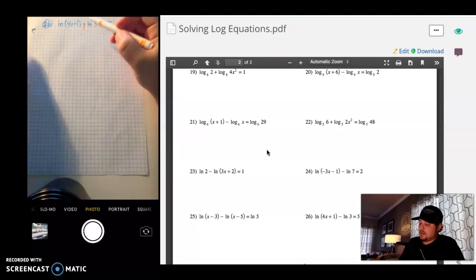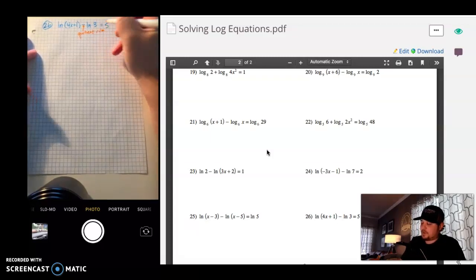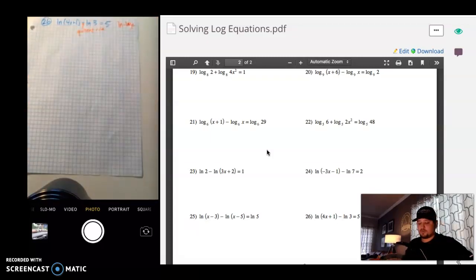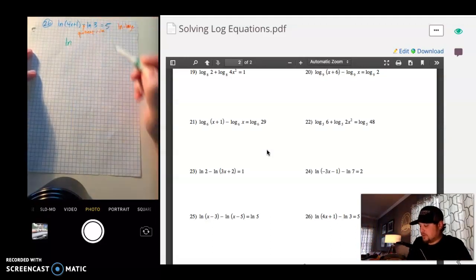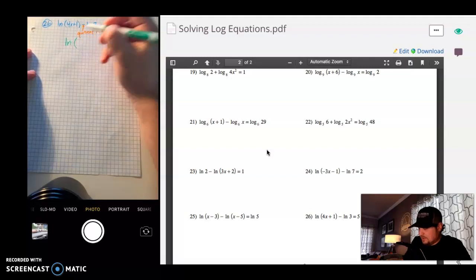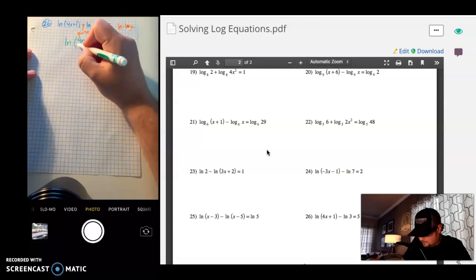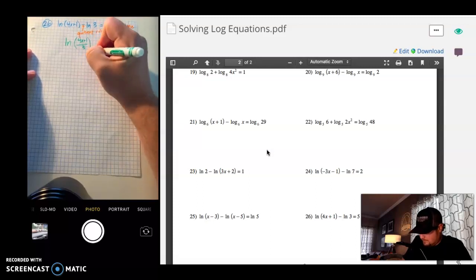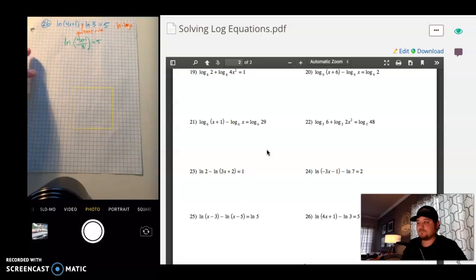All right, so let's deal with this subtraction. We're going to use the quotient rule here. Okay, so the result of the quotient rule here is going to be smushing this together into one log and dividing those arguments. Okay, so that's what we've got here.